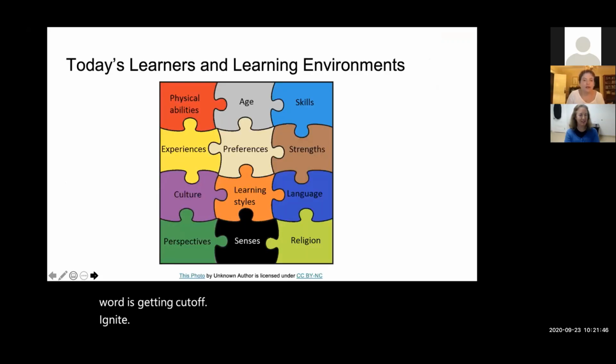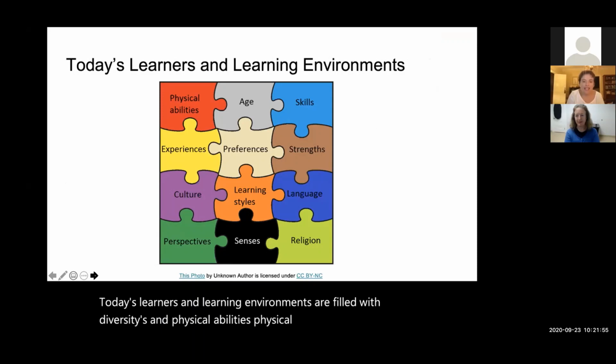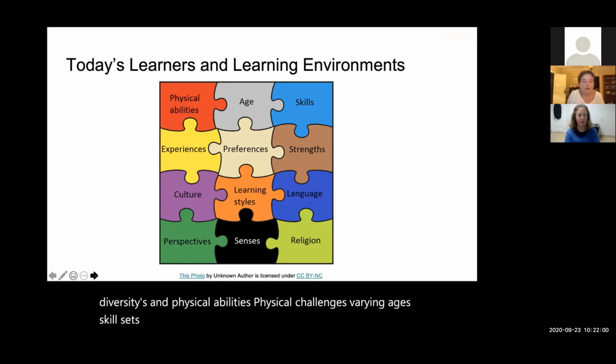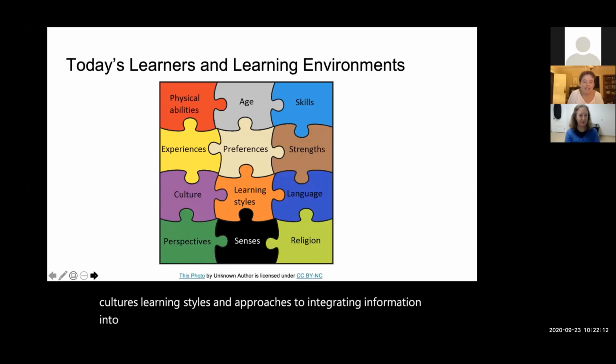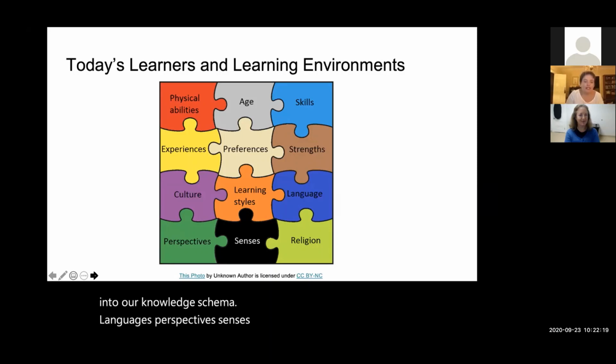Today's learners and learning environments are filled with diversities: physical abilities, physical challenges, varying ages, skill sets, experiences, learning preferences, strengths, varying cultures, learning styles, and approaches to integrating information into our knowledge schema, languages, perspectives, senses, and even religions.